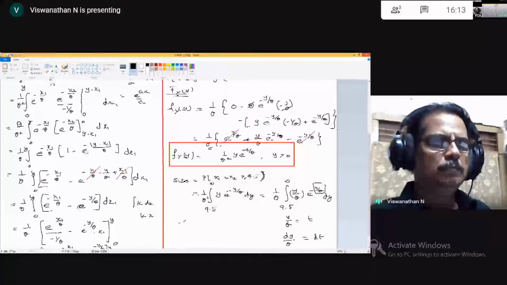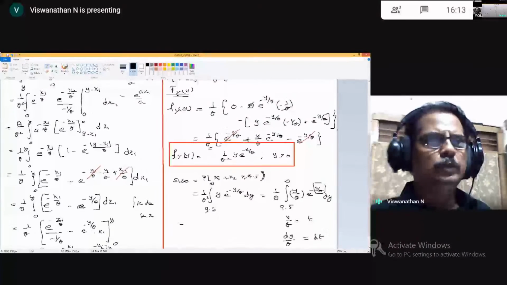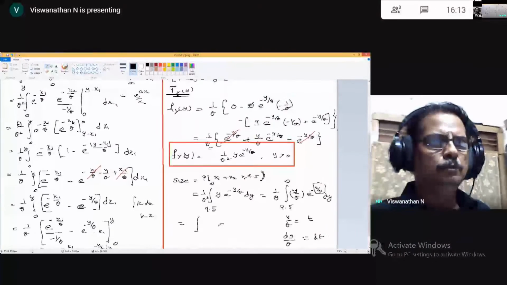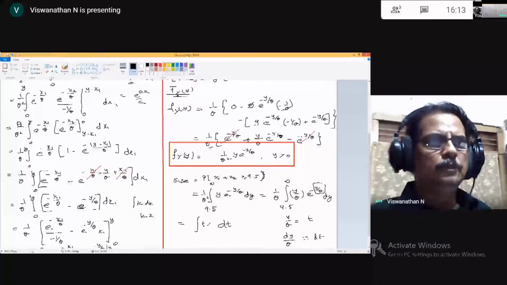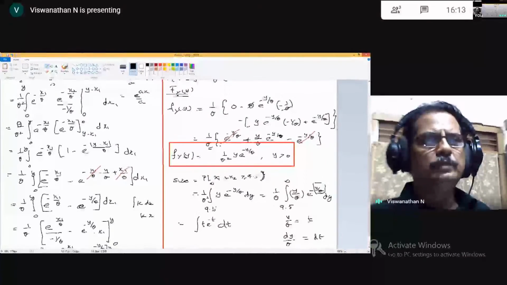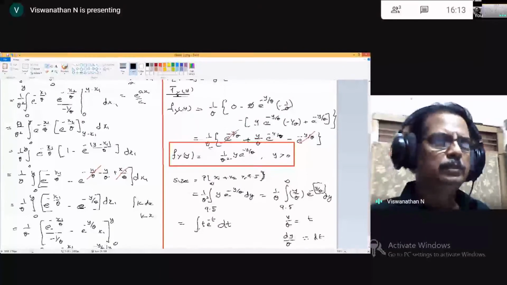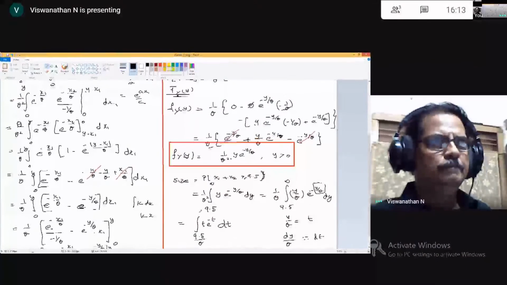So how will this integral now change? This 1 by theta dy is going to be my dt. I will put it here, and y by theta is now t, and e power minus t. When y is equal to 9.5, t is equal to 9.5 by theta, going up to infinity.